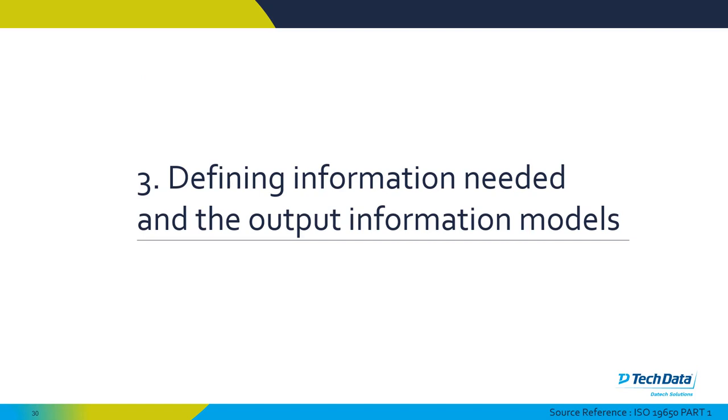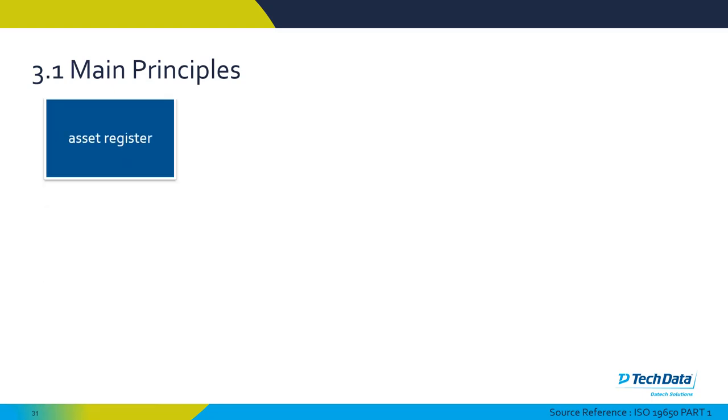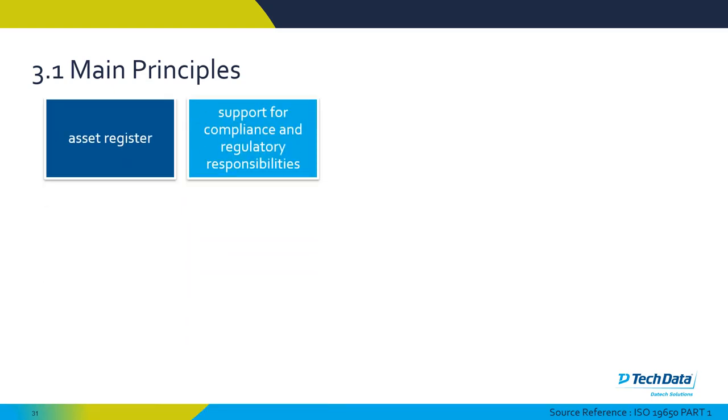So, defining the information needed and the output information model, some of the main principles: creating an asset register, and the client should specify their reasons for requiring certain information that they request for the air handling unit. Why do they want the installation date? That can be related to maintenance. They know when to replace it in 10, 15 or 20 years. They know when to replace the filters, and the same could go for a light bulb or other installed equipment that may require maintenance.